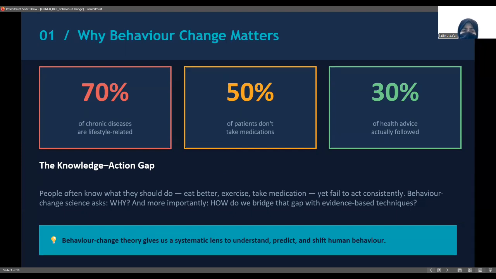It means the knowledge-action gap: people often know what they should do, eat better, exercise, take medication, yet fail to act consistently. Behavior change science asks the question why, and more importantly, how do we bridge that gap with evidence-based techniques? So, behavior change theory gives us a systematic lens to understand, to predict, and to shift human behavior to fill that gap.